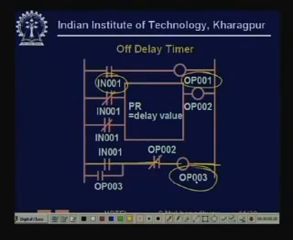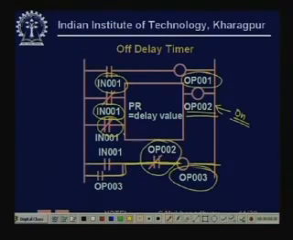Now suppose, when OP003 goes on, we can use this one, so it latches. Now imagine that IN001 goes off. So when this OP001 goes off, now these are NC contacts. All the time when this was on, this OP002 was held to 0. Now when it becomes 0, immediately the timer will start timing, and after some time this will go high, become on. When this becomes on, this becomes off, and OP003 falls down. So there is a delay in getting OP003 off. This is a very simple realization of the off delay timer, again using the basic timer construct that we have seen.